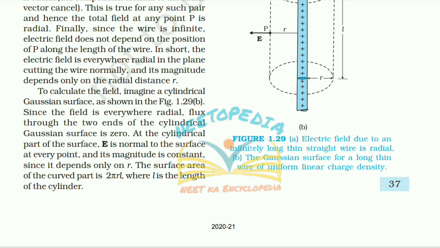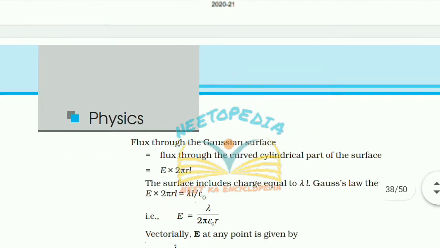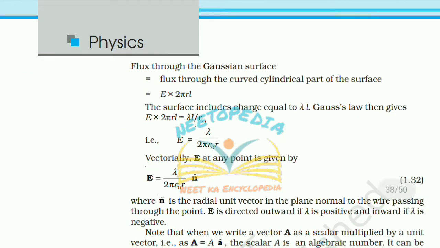Since it depends only on r, the surface area of the curved part is 2 pi rl, where l is the length of the cylinder. Flux through the Gaussian surface is equal to flux through the curved cylindrical part of the surface, which is equal to E into 2 pi rl. The surface includes the charge equal to lambda l. Gauss law then gives E into 2 pi rl is equal to lambda l upon epsilon naught. That is, E is equal to lambda upon 2 pi epsilon naught r.